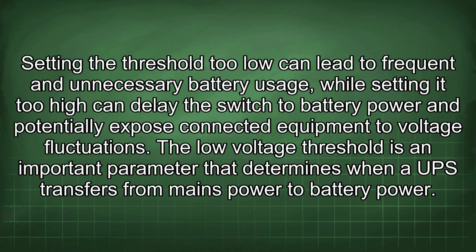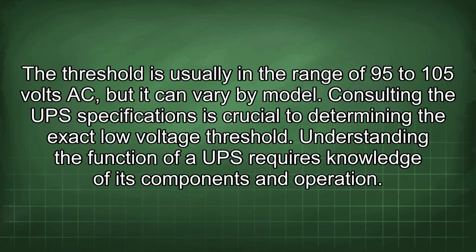The low voltage threshold is an important parameter that determines when a UPS transfers from mains power to battery power. The threshold is usually in the range of 95 to 105 volts AC, but it can vary by model. Consulting the UPS specifications is crucial to determining the exact low voltage threshold.